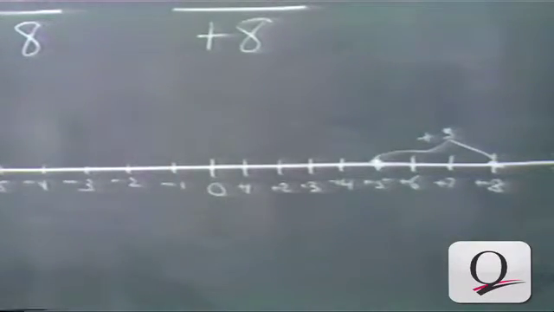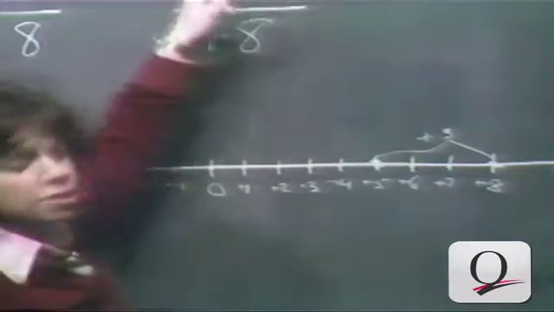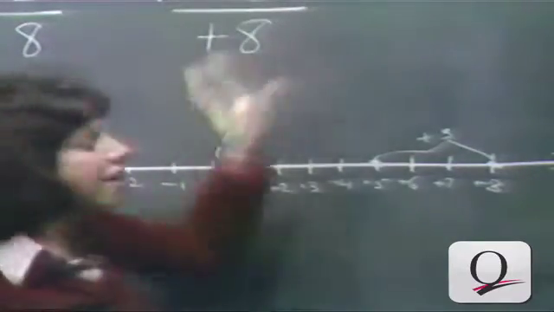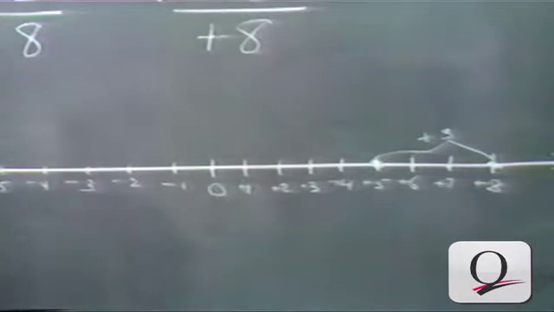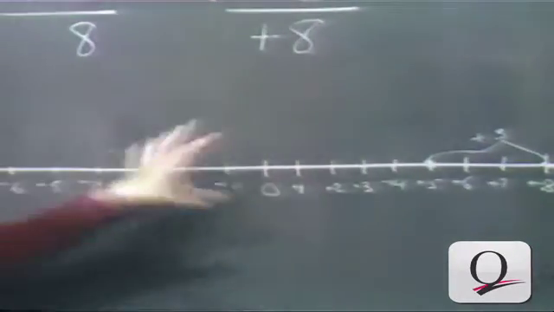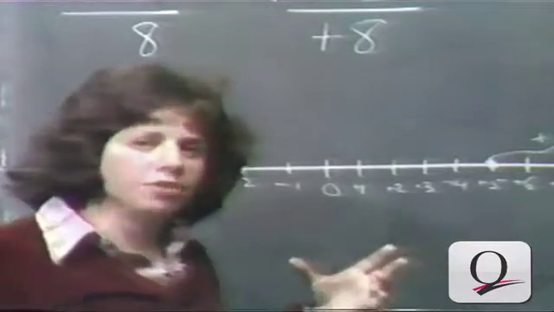Or you could think of this in terms of a bank account. You have $5 in the bank, you put $3 in, you now have $8 in the bank. Now, all the rules we're going to develop for addition of integers, for addition of signed numbers, are going to be consistent with this idea.